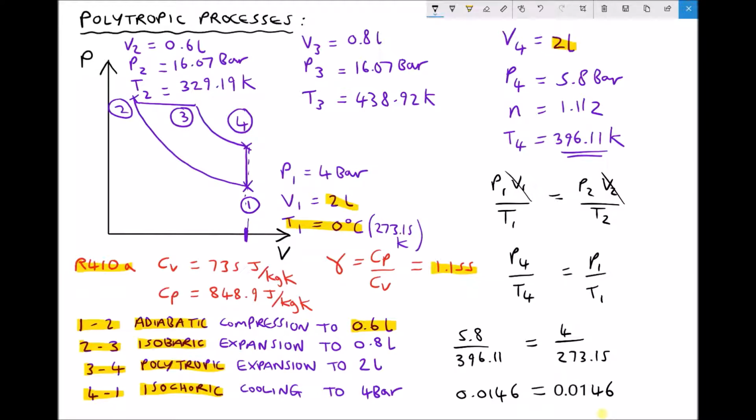So what we've shown there is that if process 4 to 1 is isochoric, then the ratios of our pressures and temperatures going from position 4 to position 1 actually prove that we have a complete cycle which starts at position 1, goes to position 2, 3 and 4 before returning back to position 1. In the next video, we're going to continue with this example. So we're going to keep the pressures, volumes and temperatures that we've calculated here, and we're going to calculate the work done on the gas or the work done by the gas as we move through each stage in this cycle.